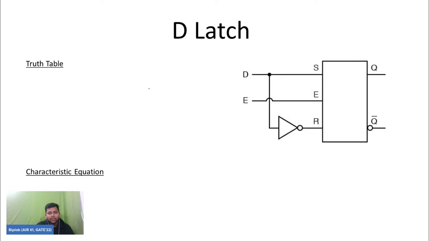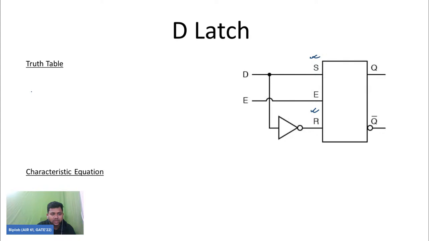Now coming to D latch, which is very easy. So you have SR latch, so you have S and R. Just make another input D, which is passed to S, and NOT of D is passed to R. Okay, that's how we make D latch.